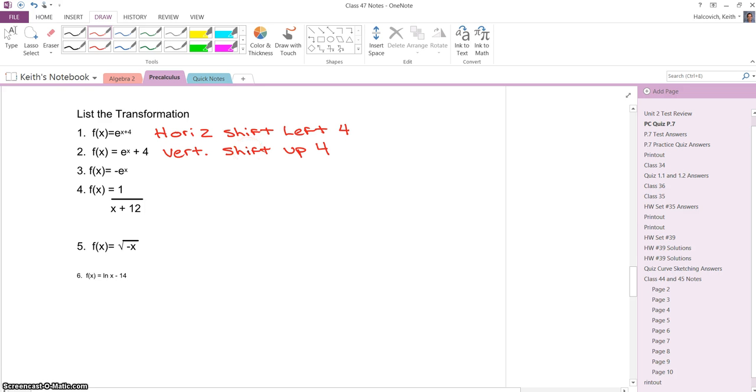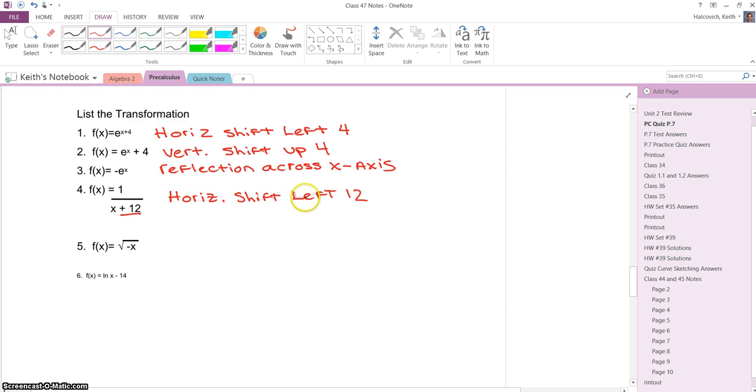Number 3, the negative sign is outside, it's in front. So anytime the negative sign is in front or outside of the function, it's going to be a reflection across the x-axis. Number 4, notice you're adding 12 to the inside of the function, so it's going to be a horizontal shift to the left 12.